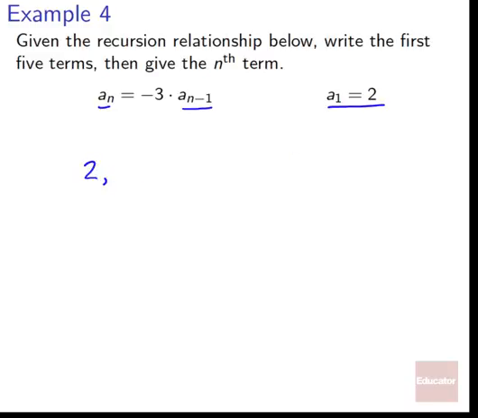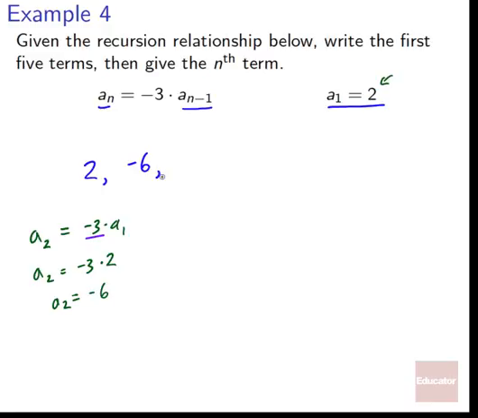Then the next one, if we want to talk about a_2, the second term, it would be negative 3 times a_1. So a_2 is equal to negative 3 times a_1, which is just 2. So negative 3 times 2 equals negative 6. So a_2 equals negative 6. Notice all we really did there was multiply by negative 3, so we can probably just do this in our head. So 2, then negative 6. What would come after that?